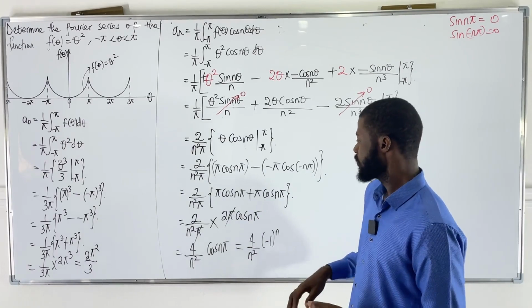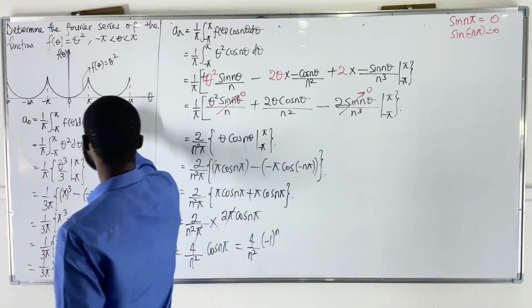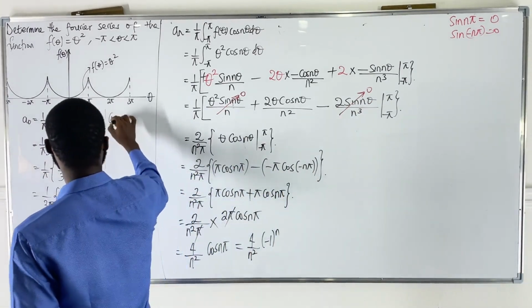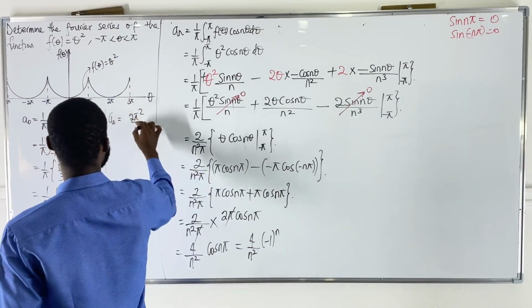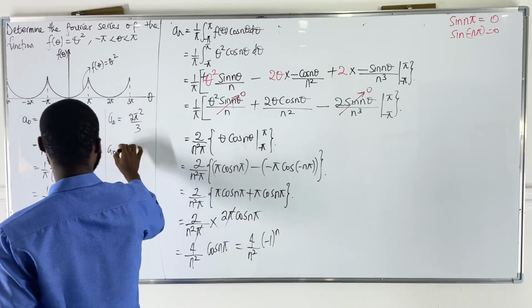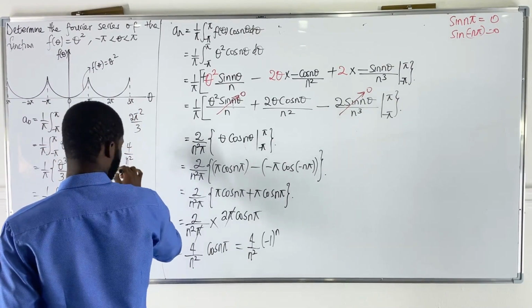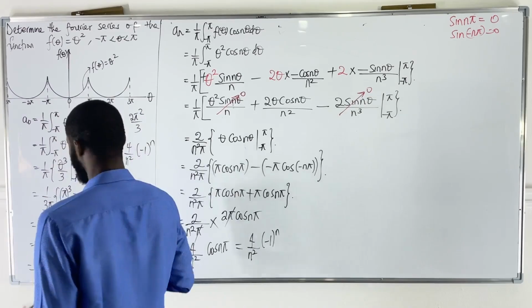All right. So let me write a naught. So I have my a naught here. That's the 0th coefficient as 2 pi squared over 3. Then I have my a sub n as 4 over n squared into minus 1 to the power of n.